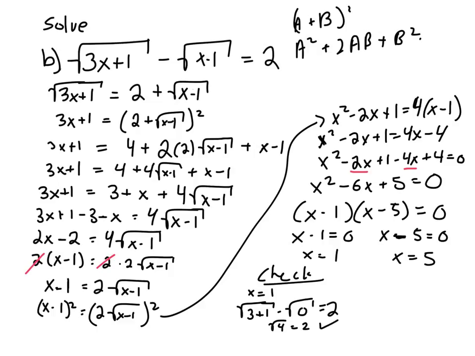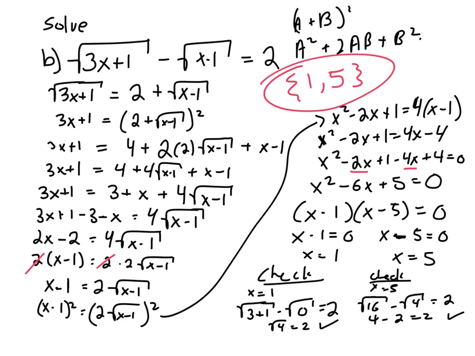That checks out. Let's do the check for x equals 5. The square root of 3 times 5 is 15, plus 1 is 16, minus the square root of 5 minus 1, which is 4, equals 2. So this is 4 minus 2 equals 2, and that checks out. So your solution then is both 1 and 5. Okay, and that's your solution.